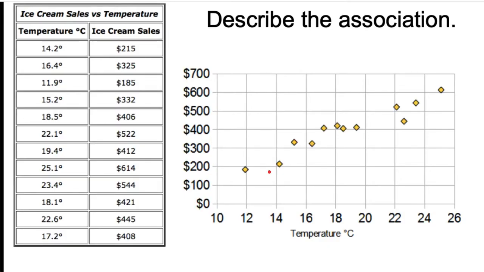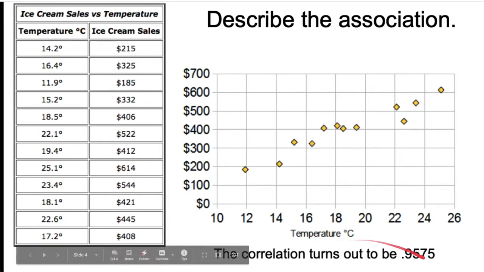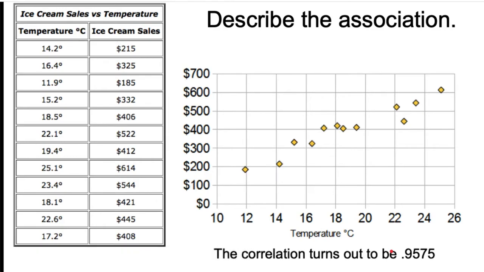Okay, here's a sample where you're given bivariate data, temperatures in degrees Celsius, and the corresponding ice cream sales. Must be for some little ice cream shop. Okay, so if you were asked to describe the association, I think you would use words like, I see a fairly strong, positive, linear association. And if you actually calculated your correlation, it turns out to be this very high number, close to 1, reinforcing what you are seeing.